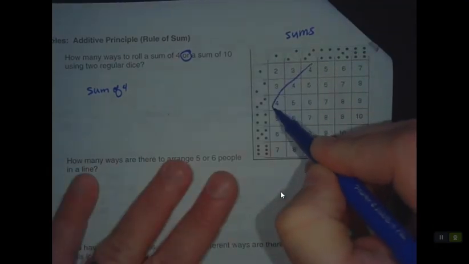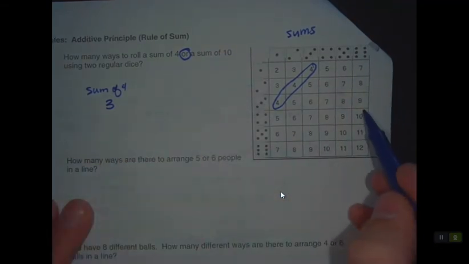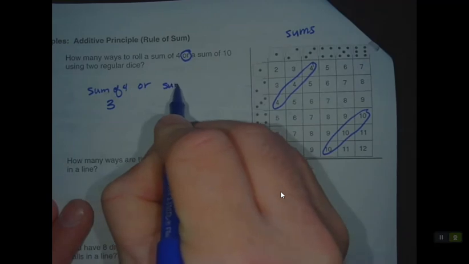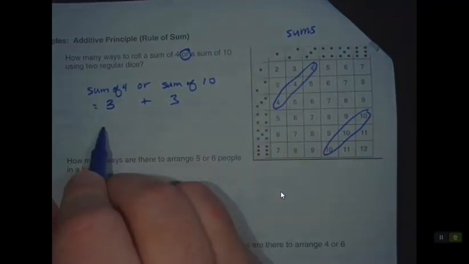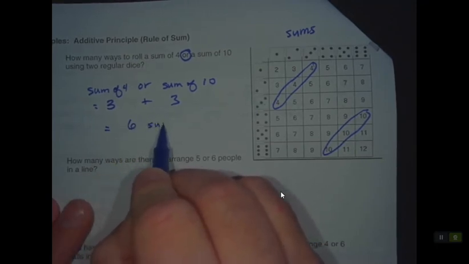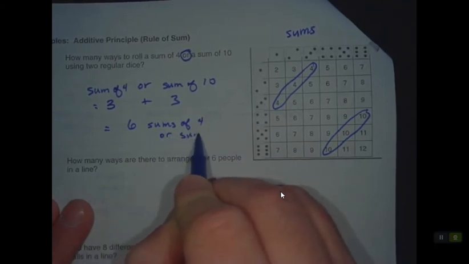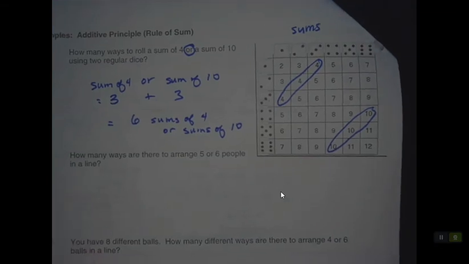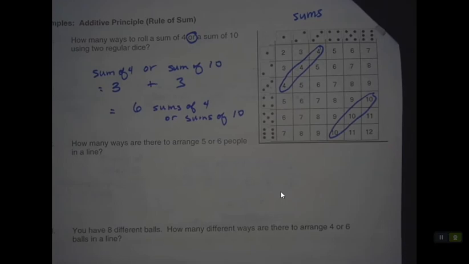So if I look at that, here I have 3 sums of 4, and 3 sums of 10. That means I have 10 sums of 4 or 10. Okay? So that's the idea of that, and we're going to be applying these ideas through a lot of these.